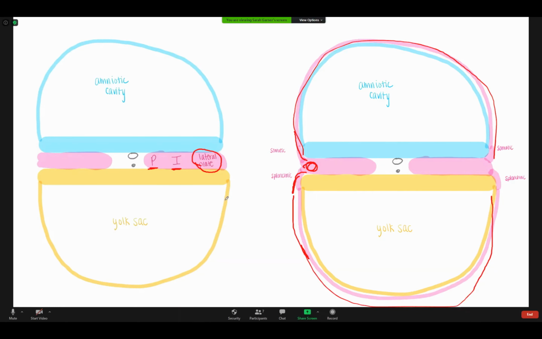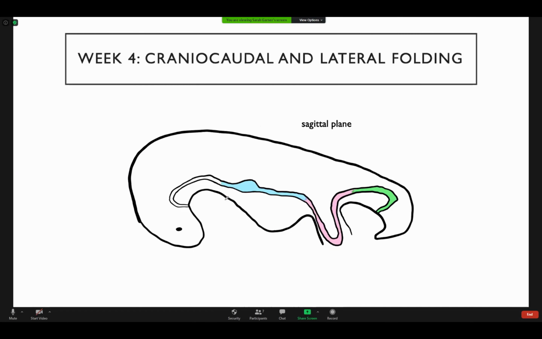And then at about week 4, we're going to start to fold. There are 2 different types of folding that are going to happen here. You're going to have some cranial-caudal folding, which gives us this general shape. So you'll form the cranial end, and you'll form the caudal end. And that's where you're going to start to have the pharyngeal arches up in here, the foregut, and then at the tail end, or the caudal end, you're going to have the hindgut here.